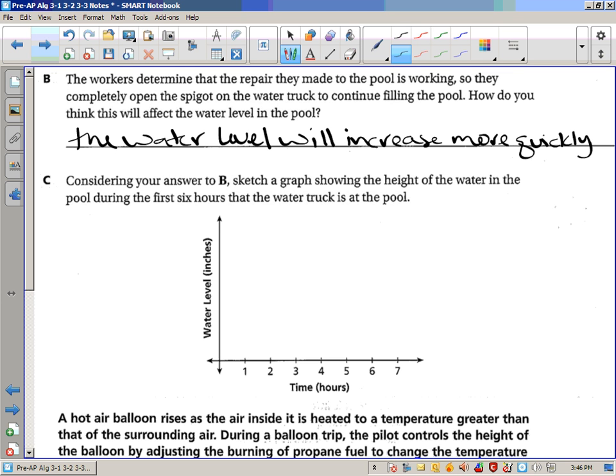So how can we show that on our graph? So we started out, first hour, no fill, so flat. Then for the next 2 hours, filling, but very gradually. And then the spigot's opened all the way. So it's going to increase, but faster than it did before. Okay, and then they want us to stop at 6 hours. So that's what it could look like. Again, pretty simple.